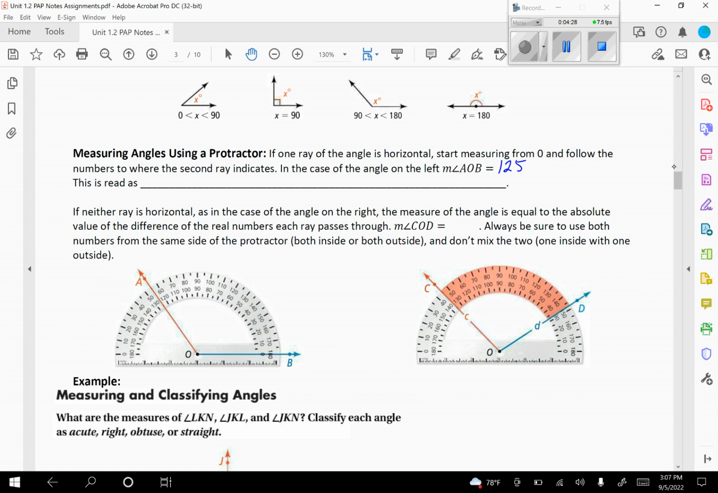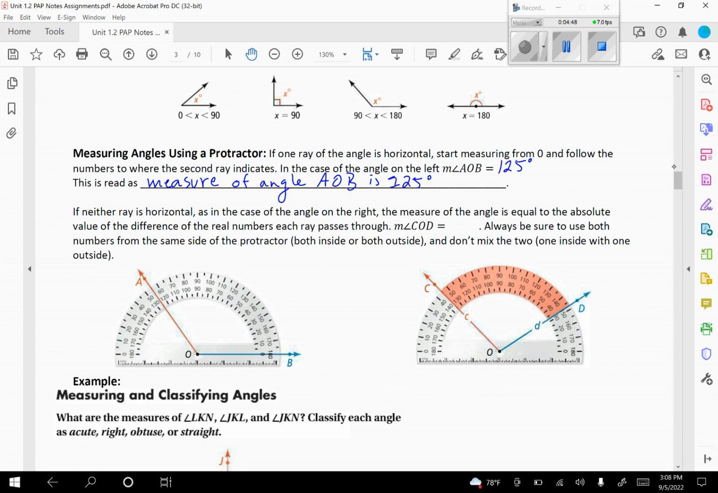And how you read that, it's read as the measure, that's what that little M means, the measure of angle AOB is 125 degrees.